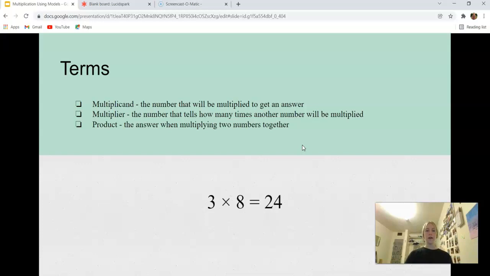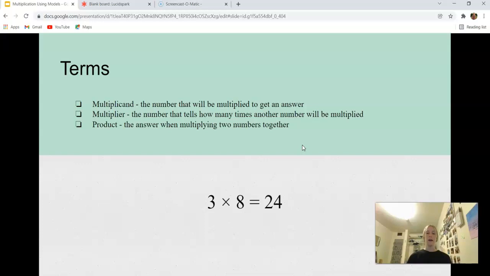Okay, so let's move on. Here is an example. We have the problem 3 times 8 equals 24. What is the number 3 in this problem? That's right. The number 3 is the multiplicand. This is the number that's going to be multiplied to get your answer. So, if we have 3 times 8, and we know 3 is the multiplicand, what is the number 8? That's right. The number 8 is the multiplier. This is how many times we're going to multiply the number 3.